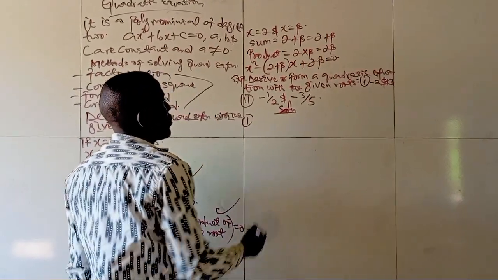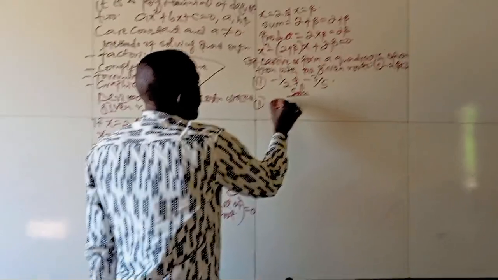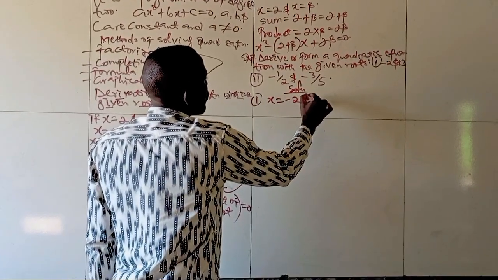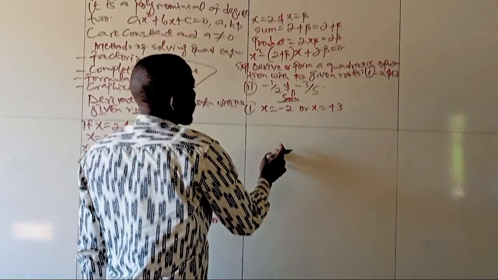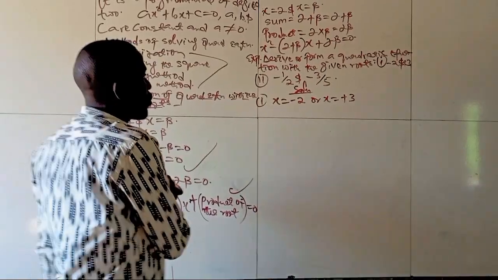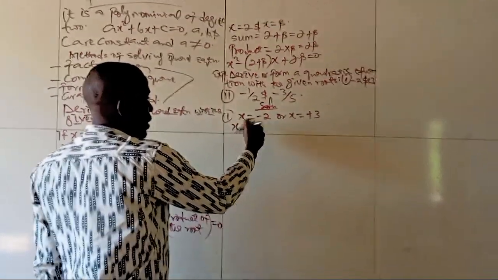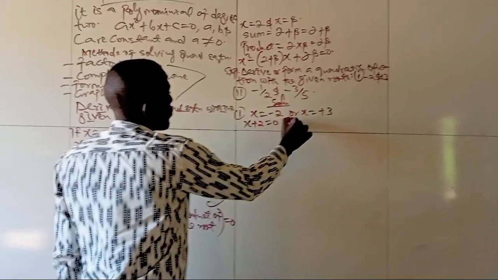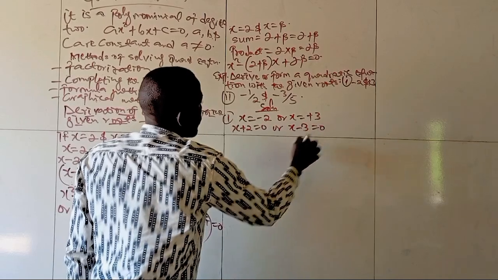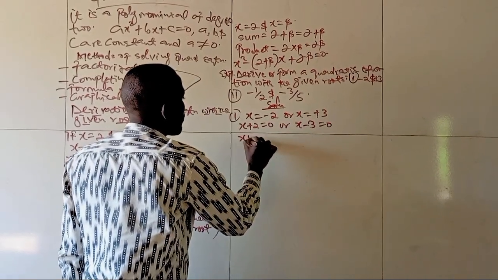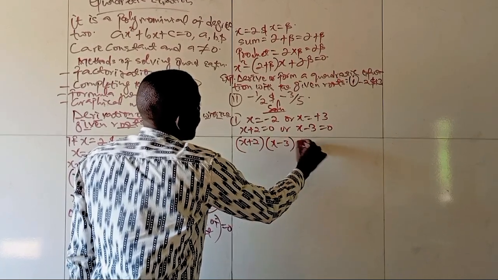Using the first method, we are given that the roots are, we can say, x is equal to -2 or x is equal to +3. All right, so we come down to what we've established earlier. How do you make this become an equation? 2 will come here to be x + 2 is equal to 0, or x minus 3 is equal to 0. These two can form parentheses to have (x + 2)(x - 3) all equal to 0.